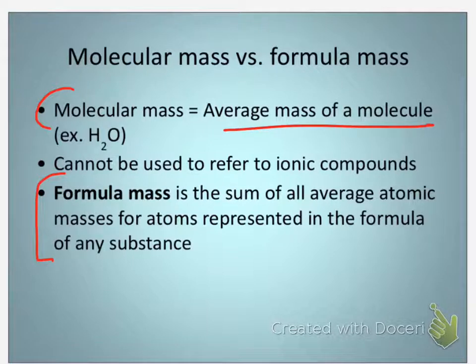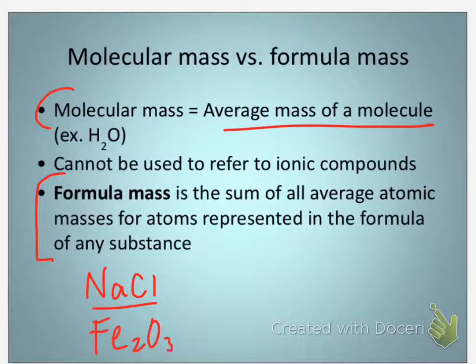It's the sum of all of the average atomic masses for the atoms represented in the formula unit for a substance. So when we do what might otherwise be the molecular mass for something like sodium chloride, we're really looking at formula mass because this is a formula unit. Same thing with that lovely iron 3 oxide we just did. We didn't find the molecular mass. We can't. What we found was formula mass.